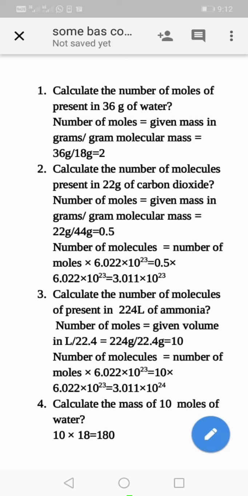Then the fourth question is calculate the mass of 10 moles of water. Here the question is different. That means they are asking the mass. They are asking the mass of 10 moles of the substance. For this, they have given the number of moles. That means the number of moles in this question is equal to 10. So you will have to use the first equation: number of moles is equal to given mass in grams divided by gram molecular mass. In this question, number of moles is given. Gram molecular mass we can calculate. Then mass is not given. They are asking the mass exactly. So what you will do, rearrange the equation and find out the answer.